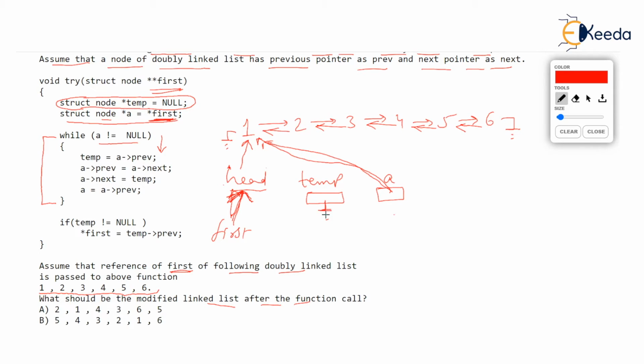Okay. Next line is a arrow prev equal to a arrow next. Let's see again a arrow prev. A arrow prev means prev of 1. This prev should become equal to a arrow next, isn't it? But what is a arrow next? A arrow next is pointing to 2. That means prev of 1 should point to 2. Very interesting, isn't it? So prev of 1 was actually null, but it won't be null anymore because it is pointing to 2. Let's see what is the next line.